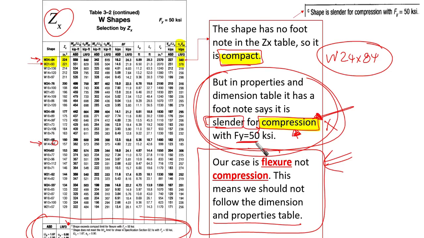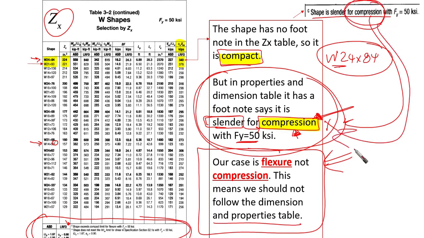Okay, the shape is slender for compression. This is what you're going to find in the dimensions and properties table, for example. It is written like this: shape, which is this shape, W24 by 84, shape is slender for compression. For compression, take care, do not be mixed up with this, with Fy equal to 50.